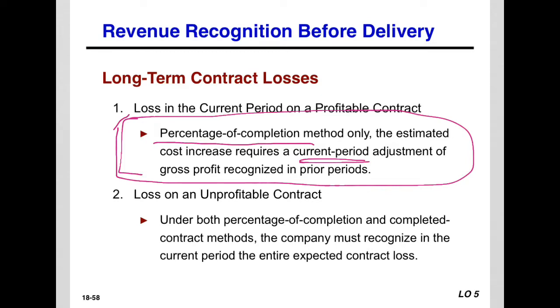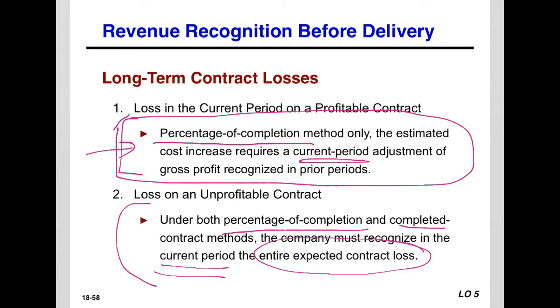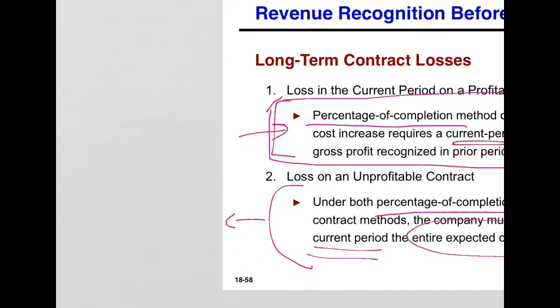Under an unprofitable contract where it looks like we're actually going to lose money, both methods, meaning percentage of completion and the completed contract, will recognize the entire expected contract loss in the current period. Part of the adjustment is the over-recognition of revenue in prior periods. It's an estimate, so we just go from current on, and this is a recognition of basically an impairment on the job. This job has been impaired. It happens in real life a lot.